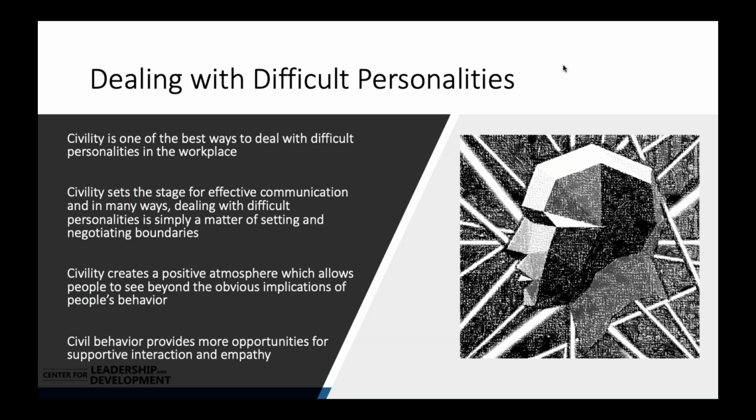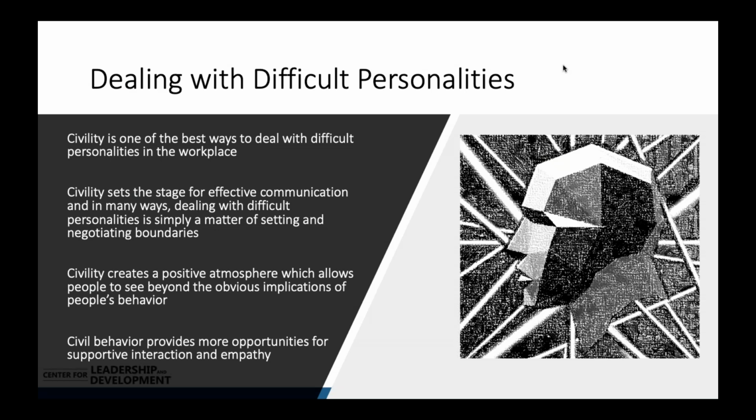So we set boundaries for ourselves, we set boundaries for what other people do, and if somebody crosses that boundary with us, we can be very civil about it and say, "I'm sorry, I'm very uncomfortable with what you've just done, and I would appreciate it if you would not do that in the future." And that's a very civil response to something which may be a boundary which somebody has crossed with you. Civility also creates a positive atmosphere for people to see, one, their own behavior and the implications of others' behavior as well.